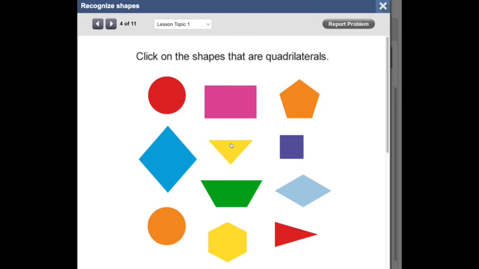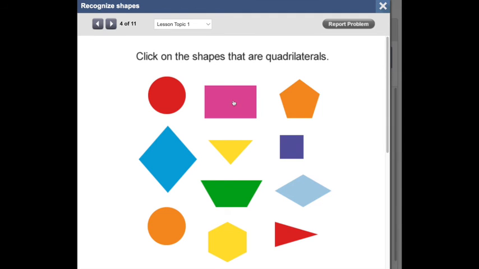Look at the triangle. You know that is not a quadrilateral. It cannot be a triangle and a quadrilateral. I bet it wishes it could, but it cannot. I'm sorry. This is a square. That would be a yes for a quadrilateral.